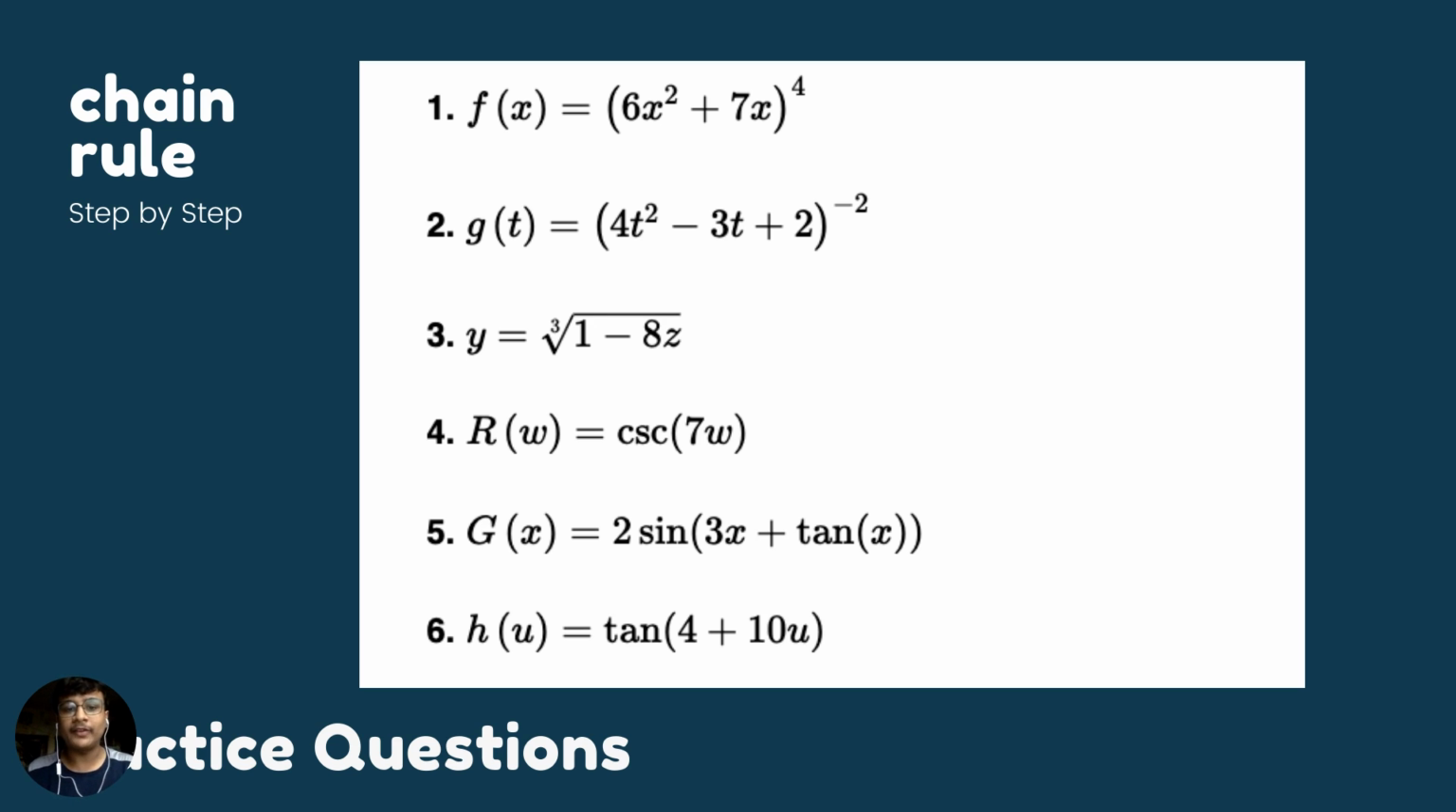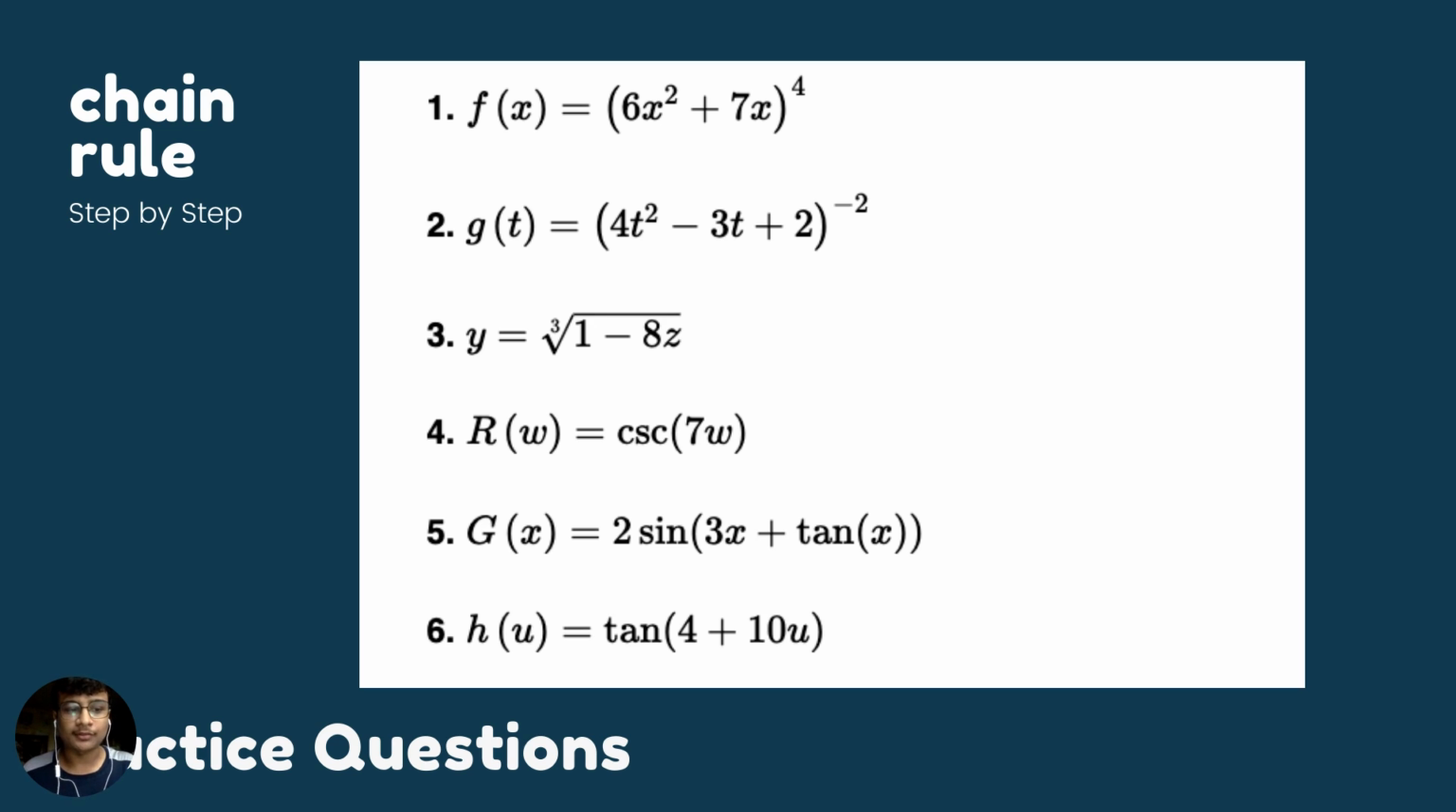Now going to the second question, we have (4t square minus 3t plus 2) whole to the power negative 2. So we're going to take negative 2 in front, negative 2, (4t square minus 3t plus 2) whole to the power minus 3. Now we're going to differentiate the inside part, that is the child, that is 8t minus 3. So we got the answer. Answer is minus 2 (4t square minus 3t plus 2) whole to the power minus 3 multiplied by (8t minus 3). So I think you got the solution, right?